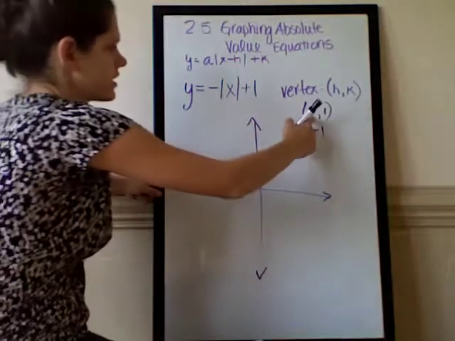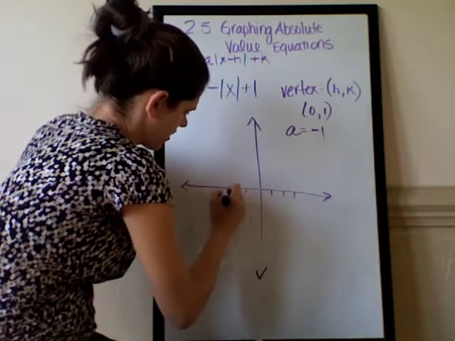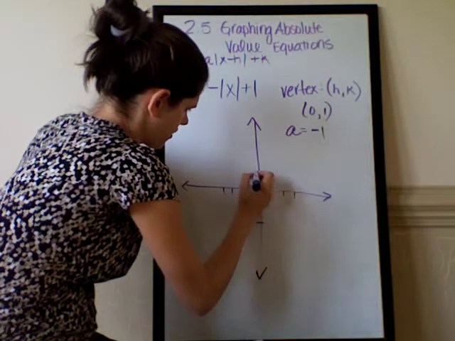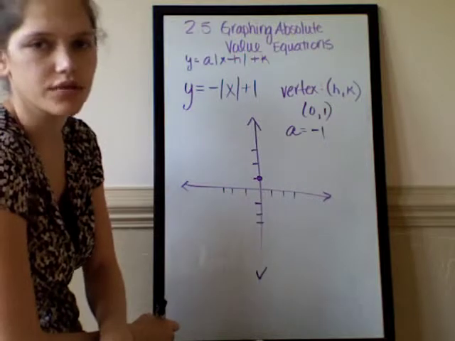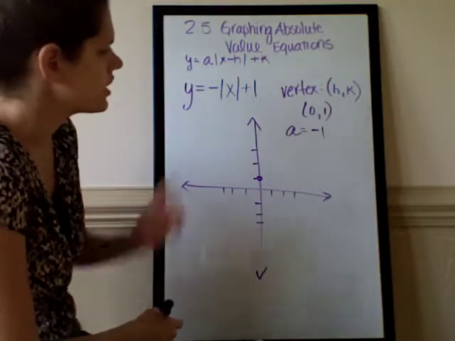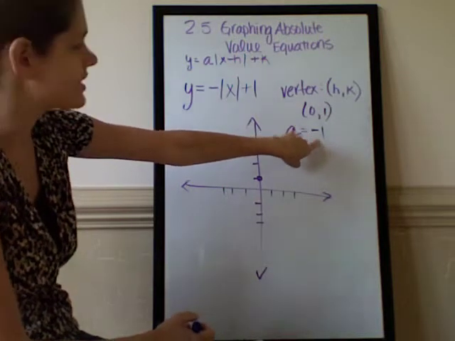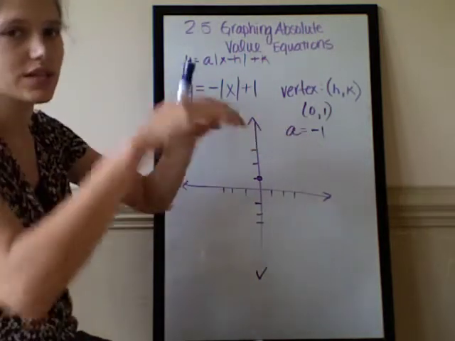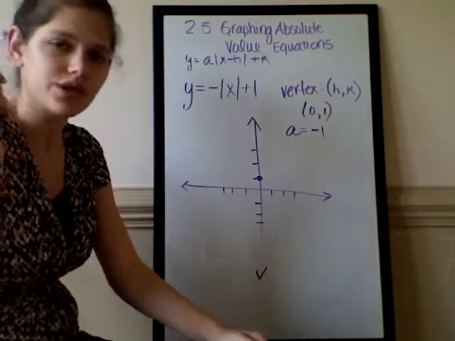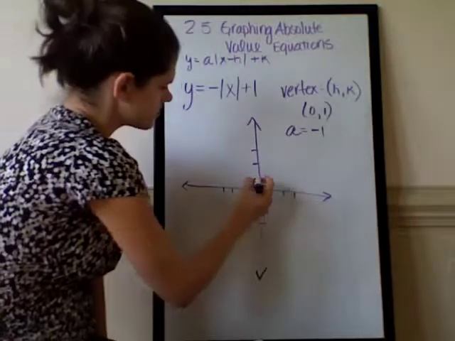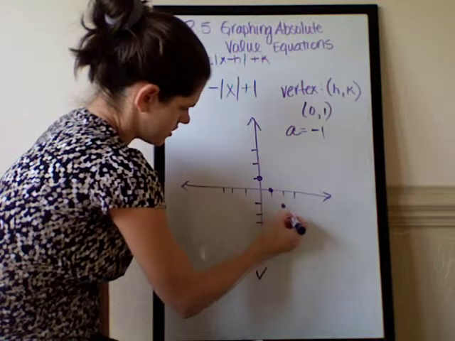Okay, I'm going to plot this, 0, 1. Okay, there's 0, 1. Now what I need to do is realize that my slope is up 1 over 1, but in this case it's a negative 1, which means that I'm going to have a downward V. So instead of going up 1 over 1, I'm going to go down 1 over 1. So down 1 over 1, down 1 over 1.